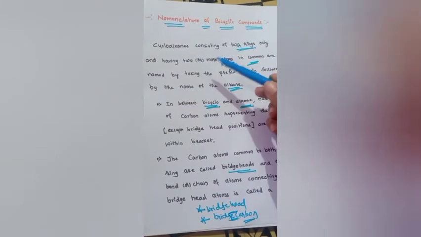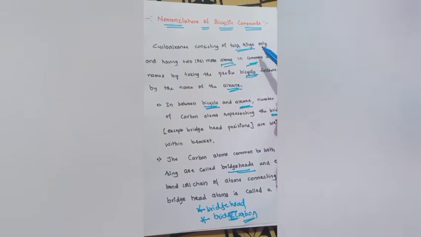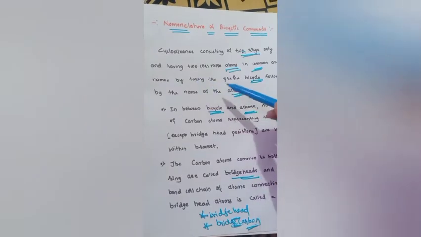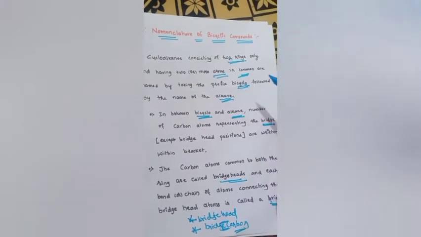In this video we are going to study the nomenclature of bicyclic compounds. Here, the cycloalkanes consisting of two rings only and having two or more atoms in common are named by taking the prefix bicyclo, followed by the name of the alkane.